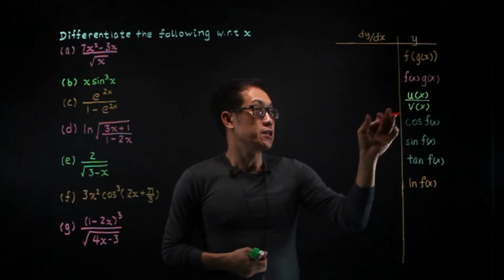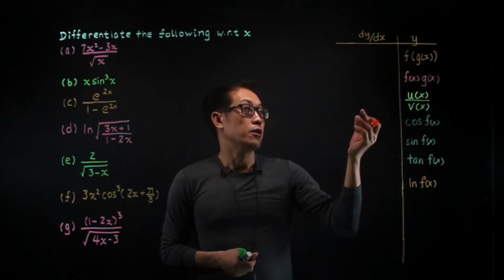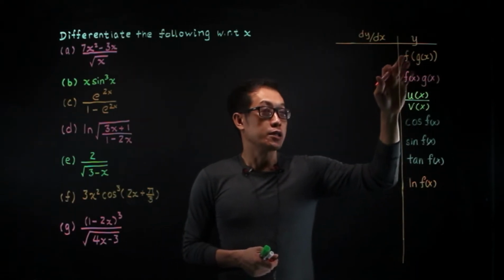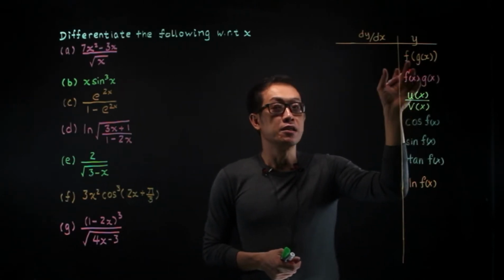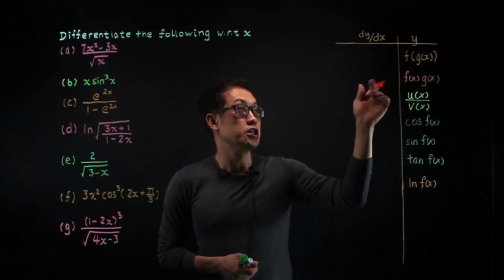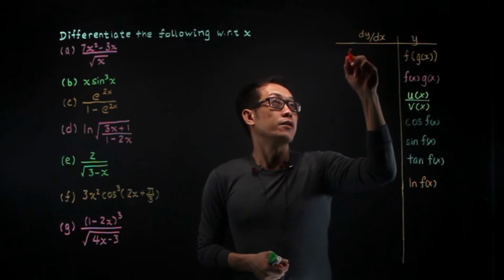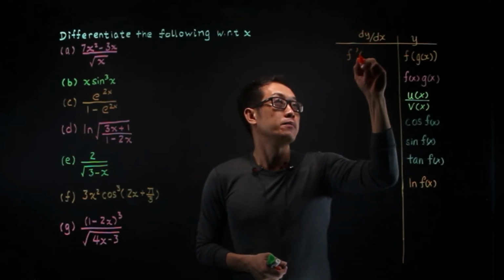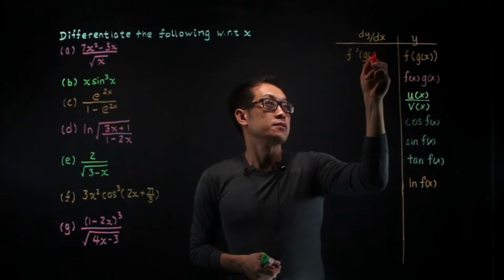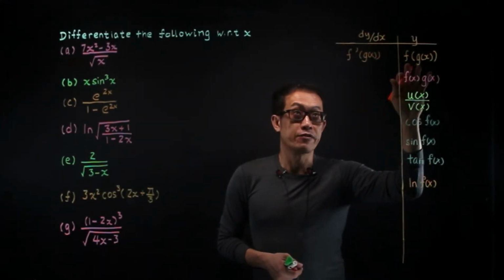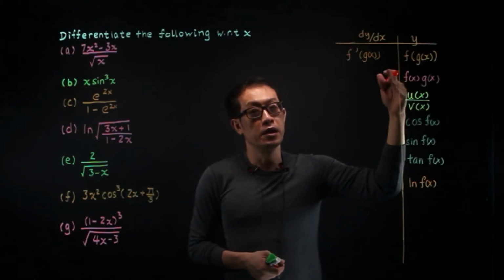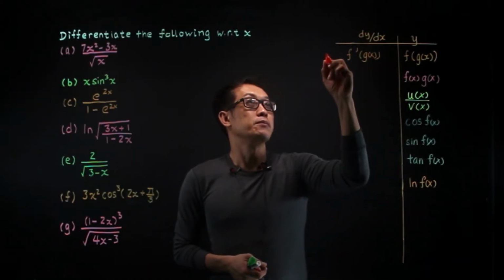So you differentiate this. Now how to differentiate? You differentiate the outside function first, while the inside function remains unchanged. So you have f prime of g of x. Then you differentiate the inside function, it will be g prime of x, and you multiply them together.